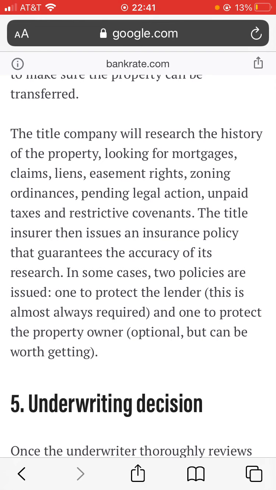also if you have the property's title within, or are trying to get the property's title within a trust, it's also good to let the title company know that as well, so they can do the proper paperwork, so that way your property is properly placed in your family trust.